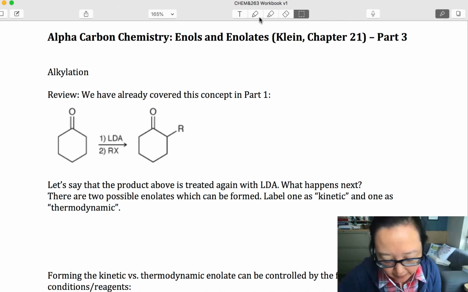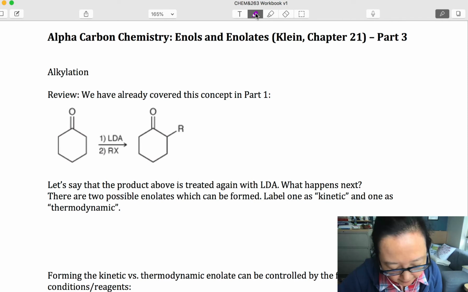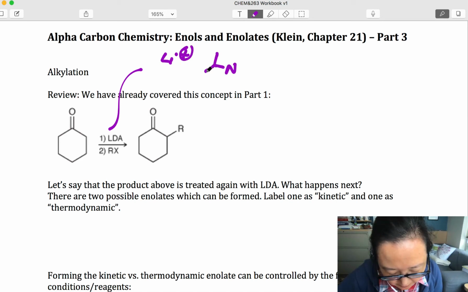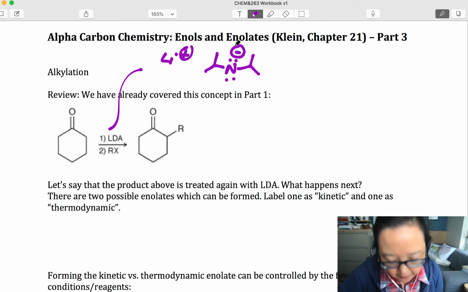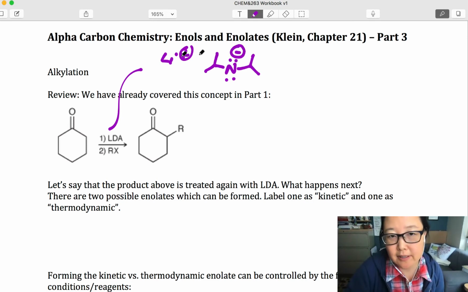And it's probably a good idea to just get used to thinking of LDA as a strong, bulky base. It stands for lithium diisopropyl amide. So that means that it's got two isopropyl groups on a nitrogen that's negatively charged. Lithium's just the counter ion, so we usually don't use that. We usually use this part to show that this will grab one of the acidic alpha hydrogens.